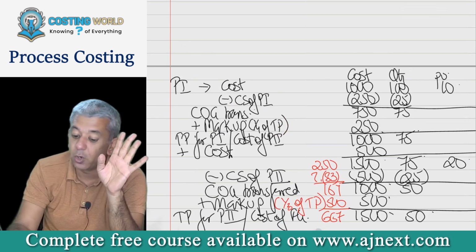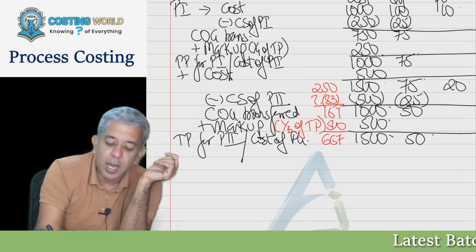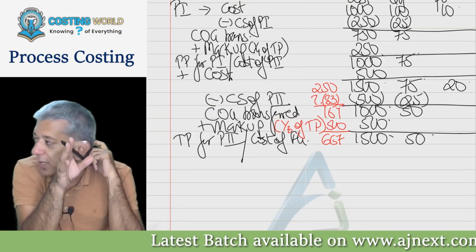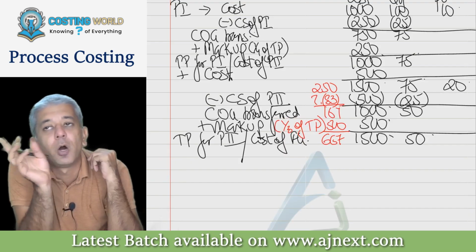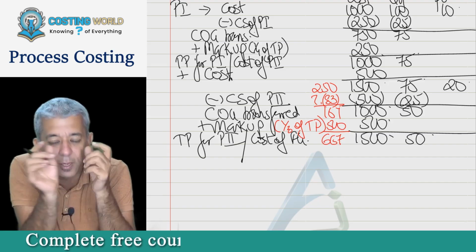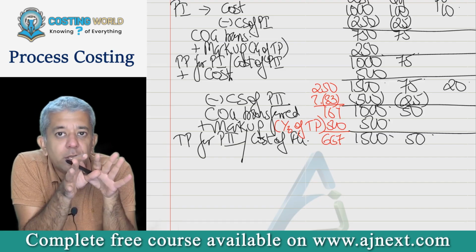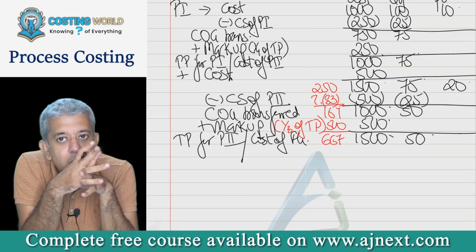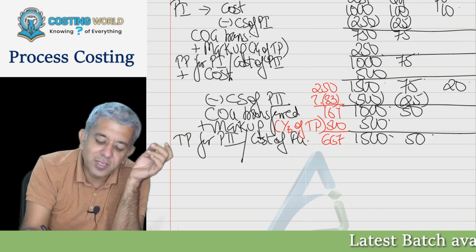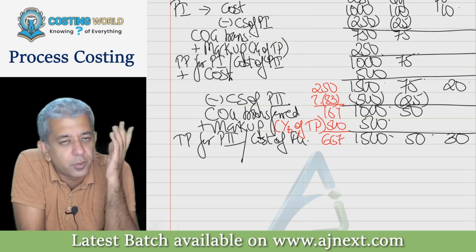Just pay attention, it'll all get over. Listen. So now you are the finished goods department. Tell me how many units you got from process 2? Tell me the quantity. 50. Can we say it cost you rupees 1500? Yes, sir. Okay. So can we say per unit cost is going to be how much? 30. Now you are going to be selling these particular units in the market.